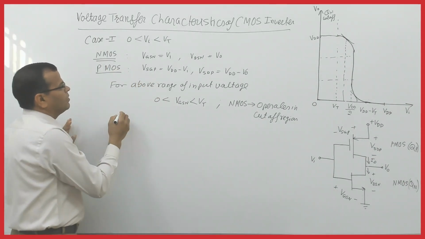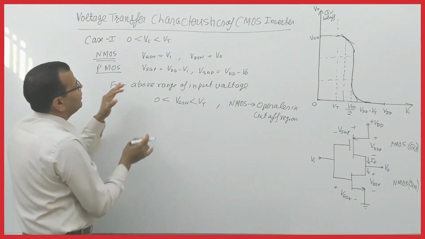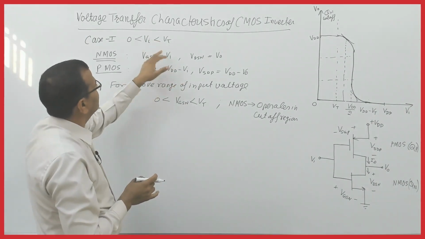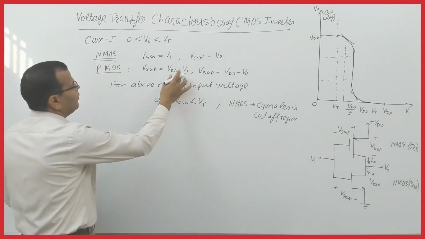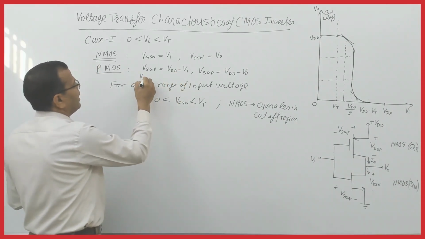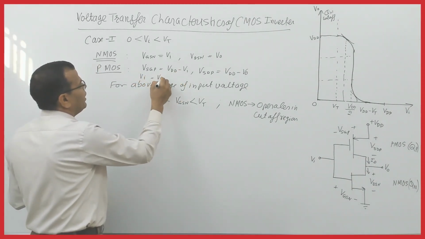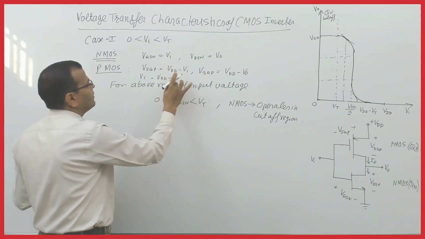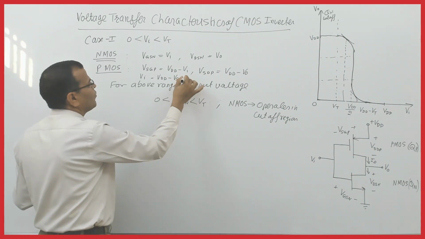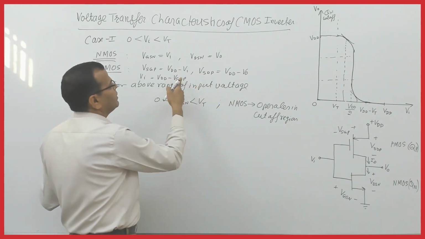Now, for this range of input voltage, when the input is less than the threshold, let us see Vi. From here, what do we get? Vi is equal to VDD minus VSGP, right? This is what you have.